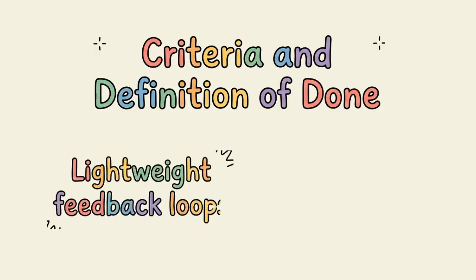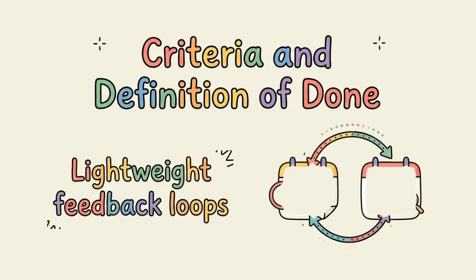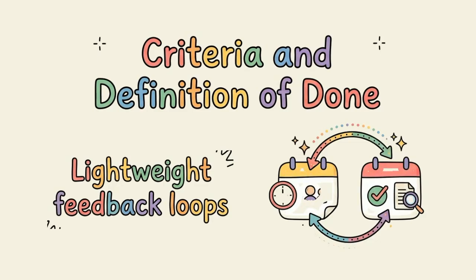Kanban uses lightweight feedback loops to improve flow. These include short daily Kanban meetings focused on the board, replenishment meetings to decide what to pull next, service delivery reviews to look at performance, and regular retrospectives. These meetings exist to improve the system, not to report status.